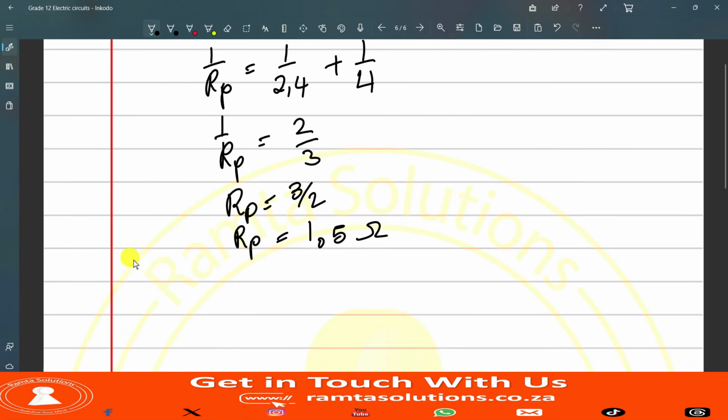Now, what is R external? Remember, it is the sum of the resistances in the circuit. It is this Rp plus that 3 ohm.